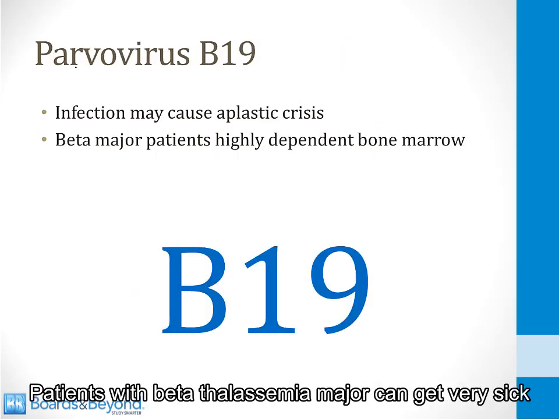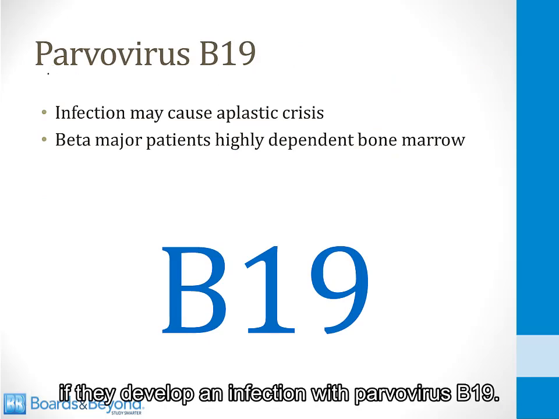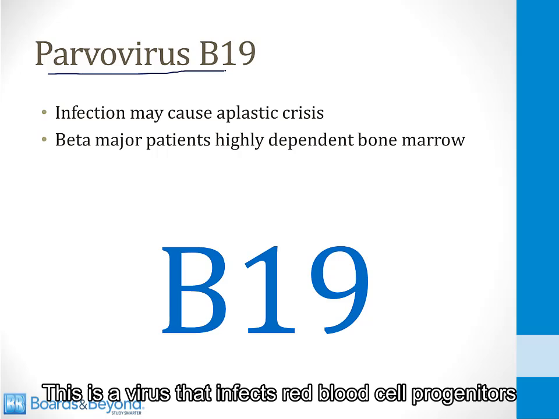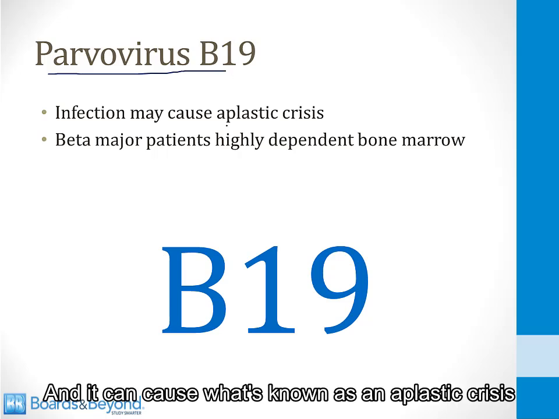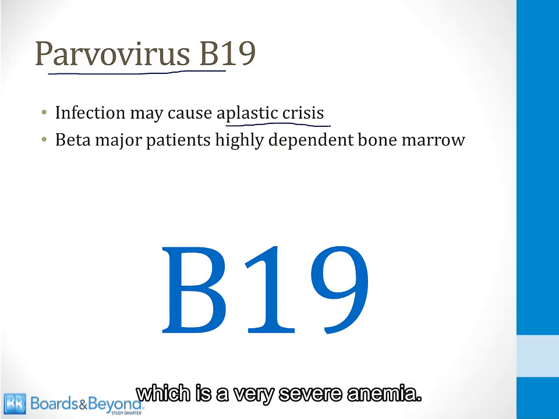Patients with beta thalassemia major can get very sick if they develop an infection with parvovirus B19. This is a virus that infects red blood cell progenitors in the bone marrow, and it can cause what's known as an aplastic crisis, which is a very severe anemia.